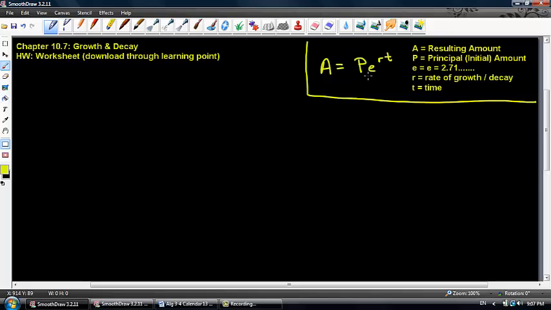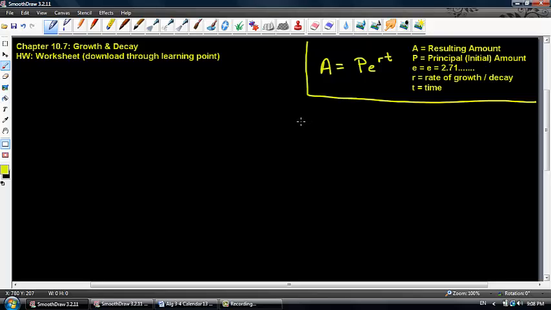E does play an integral role in it, but we'll figure all that out later on. You also need to memorize these rules: A is the resulting amount of stuff, whether you're learning about the population of bunnies or bacteria or the half-life of whatever. P is the principal, or the initial amount of stuff. E is Euler's number, that magical 2.71-ish number. R is the rate of growth or decay, and T is the time.